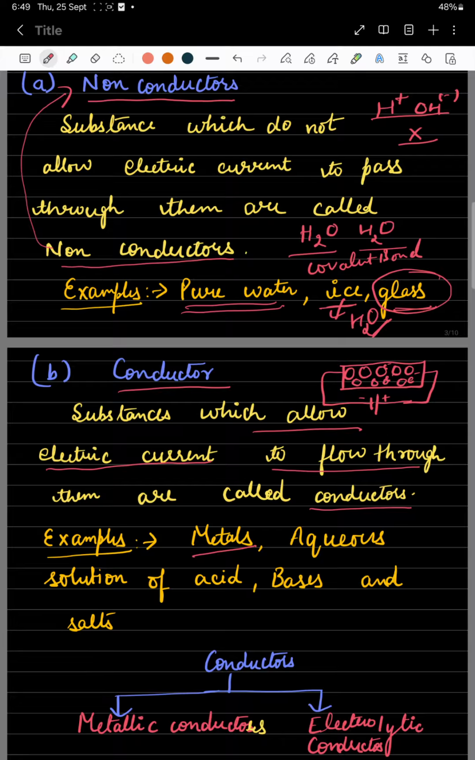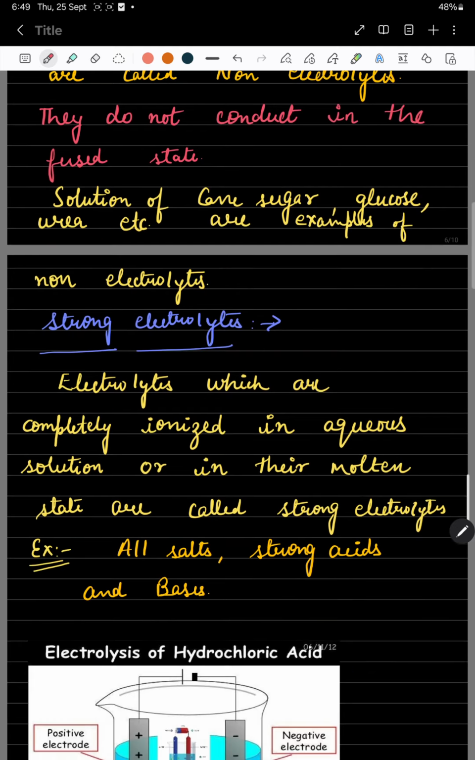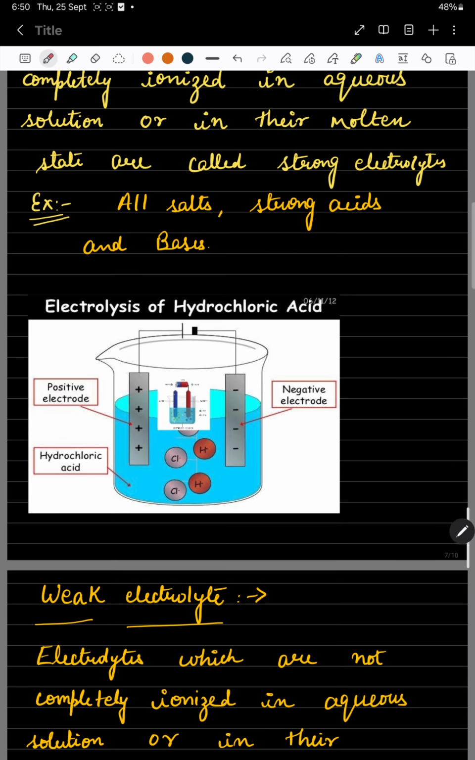Now, aqueous solutions of acids, bases and salts. See students, we can easily understand with an example here, an aqueous solution of acids and bases. Suppose you have this jar. In this jar, you have filled HCl acid. Here, these are metallic rods. These rods have some charge. This is a positively charged plate. This is a negatively charged plate. With the help of a metallic wire, you have connected a battery here. The positive terminal of the battery is connected with this plate.